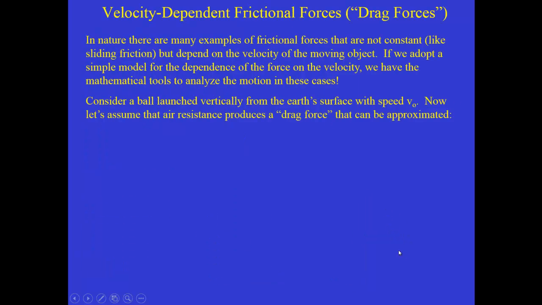Now, I also want to introduce velocity-dependent frictional forces, and sometimes we call these drag forces. These are different than sliding friction forces because they do in fact depend on the speed of the object that is experiencing the force. These kinds of forces are very common for objects that move through a fluid.